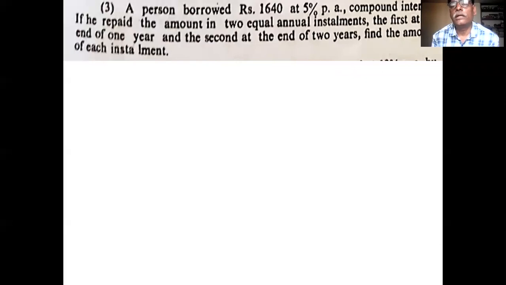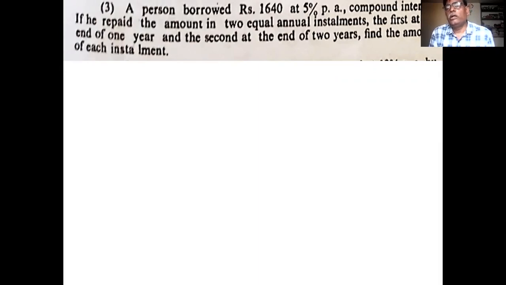At the end of the second year, you pay the second installment. So whatever second installment you pay, that must equal the second year end amount. This is the way of solution.